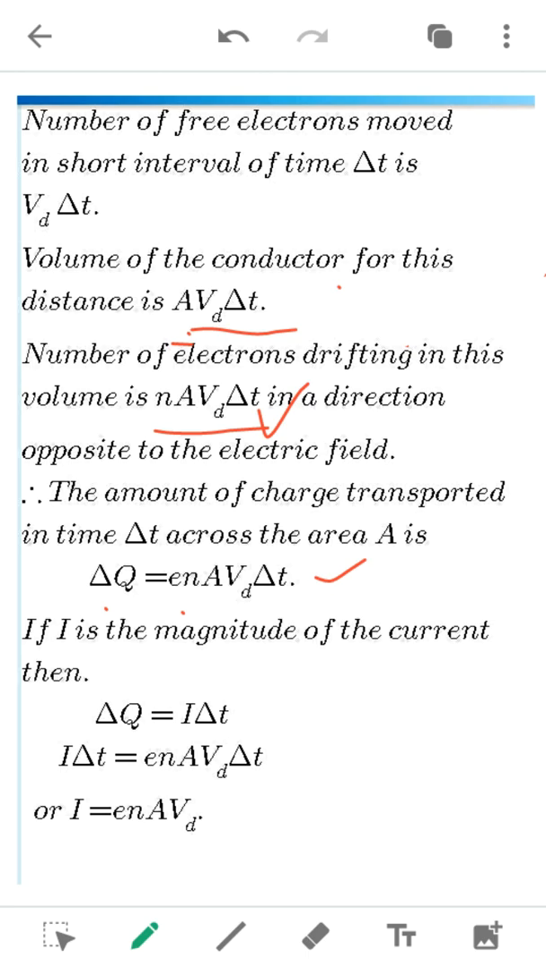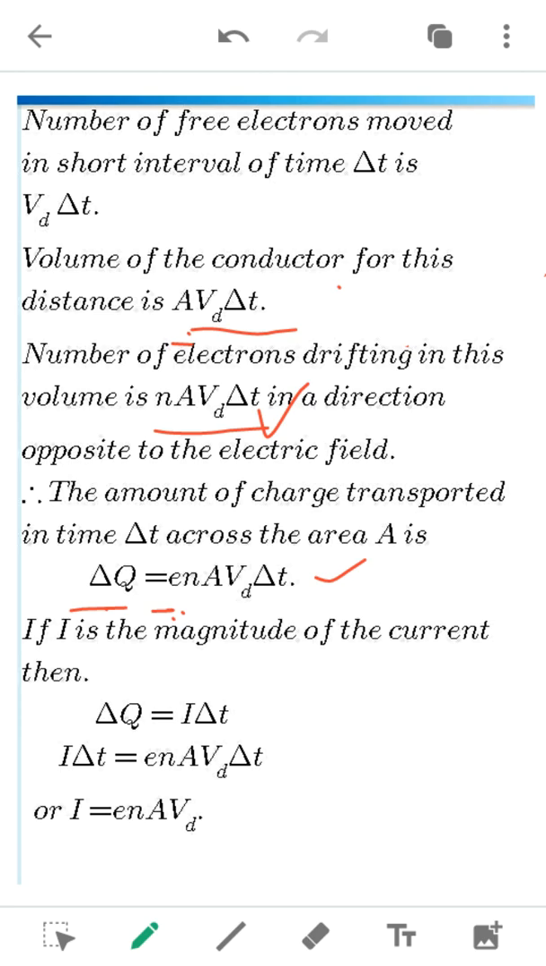Why have we taken e here? We are specifically taking the magnitude of the charge. When we are talking about the charge, the number of charges moving in a small interval of time delta t, we multiply e also in the equation. So delta q equals e n A Vd delta t. I think you have understood till here. So now let us go to the next one.